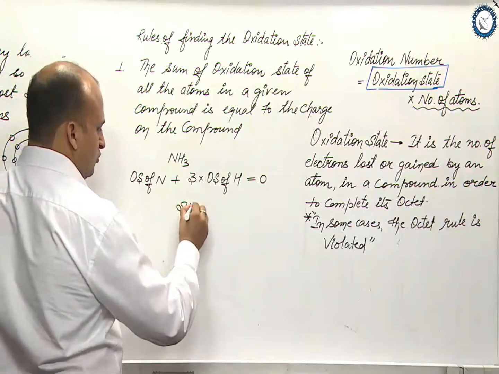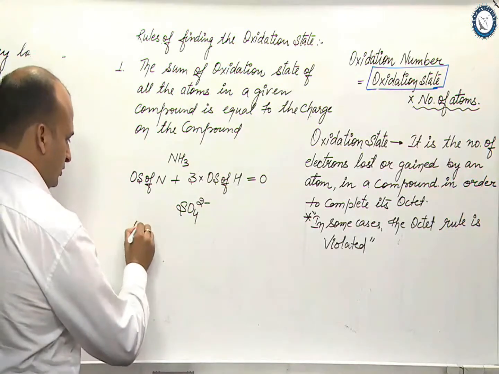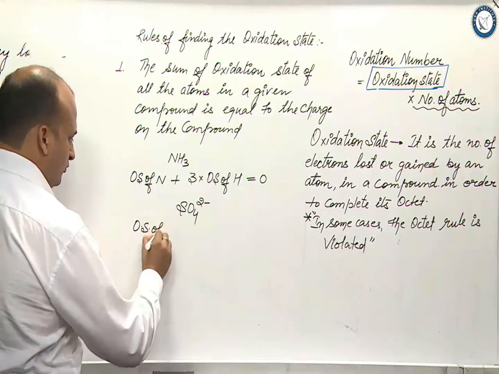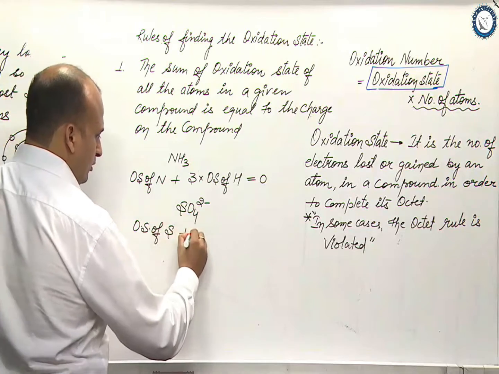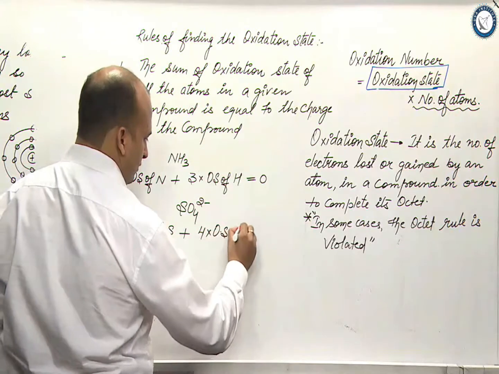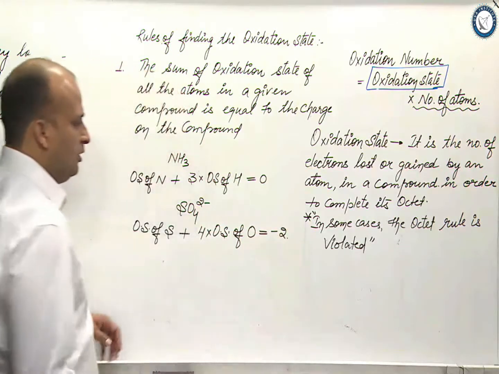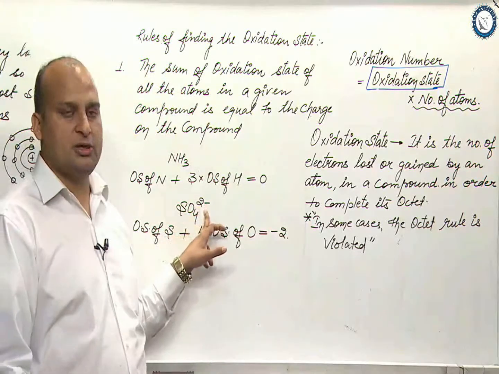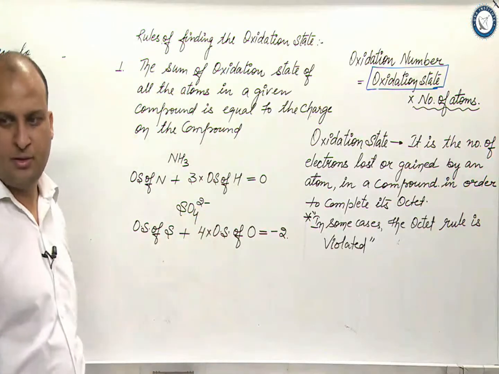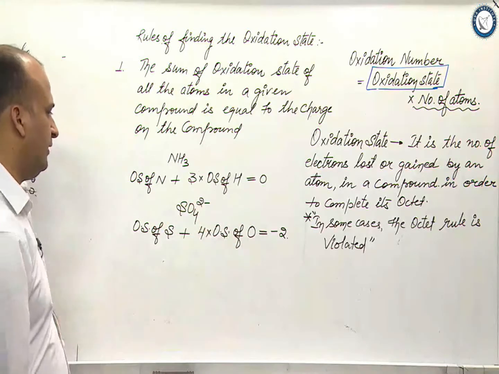Suppose if it is SO4 2 minus ion, then I will say oxidation state of sulfur plus 4 multiplied by oxidation state of oxygen, which is equal to minus 2. Now why is it minus 2? Because the charge on this ion is minus 2. Okay?